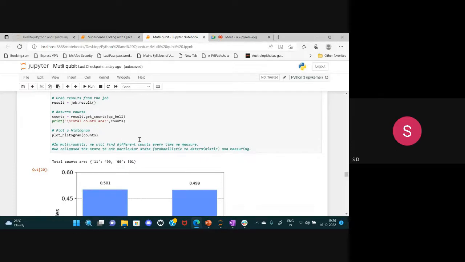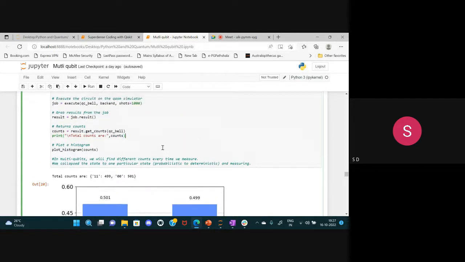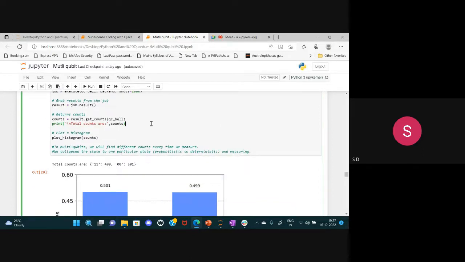In multi-qubits, we will find different counts every time we measure. That is why we run the circuit multiple times. If you execute the circuit multiple times, you will get different random outputs. When I share this notebook, you can run this code multiple times to see.